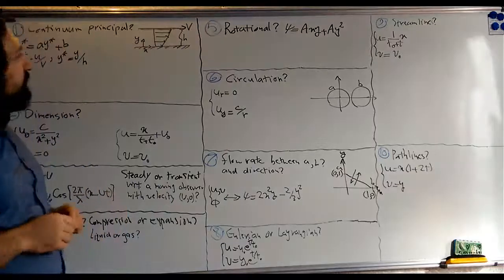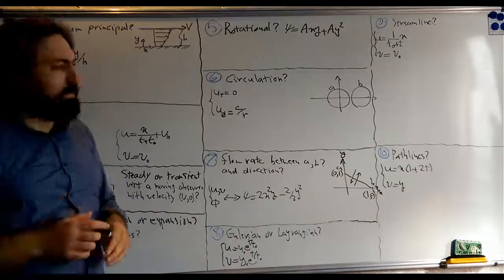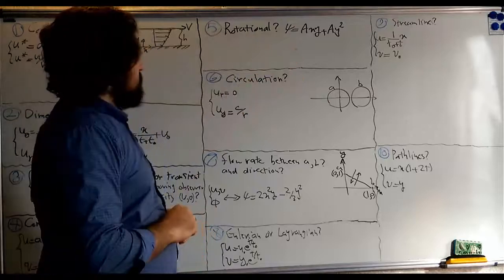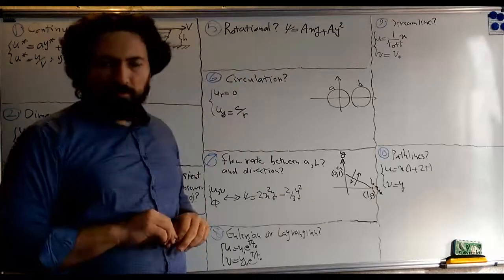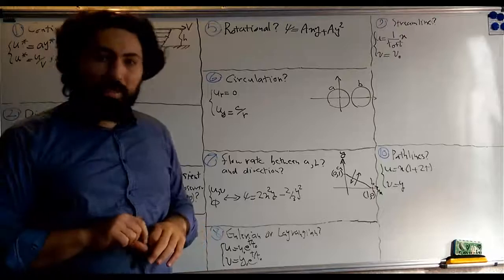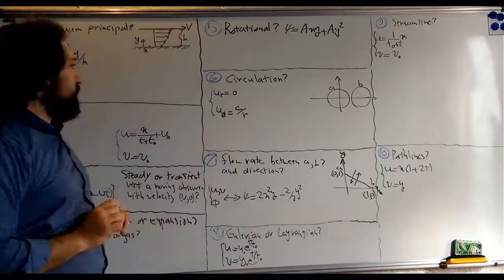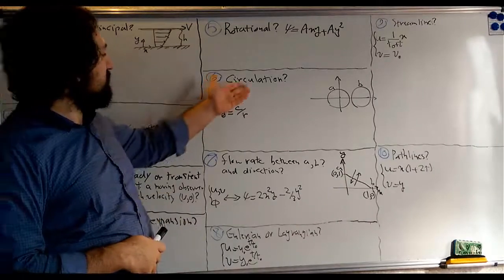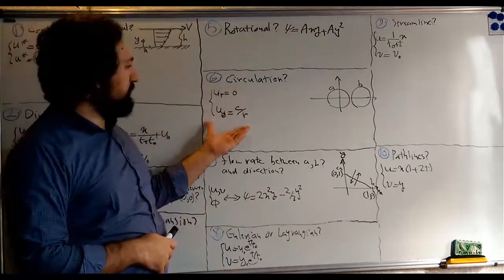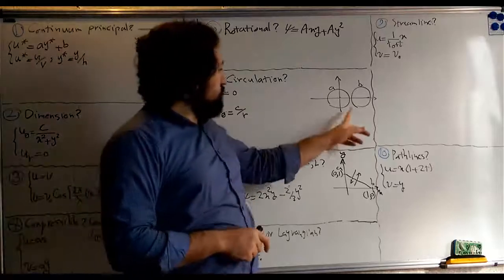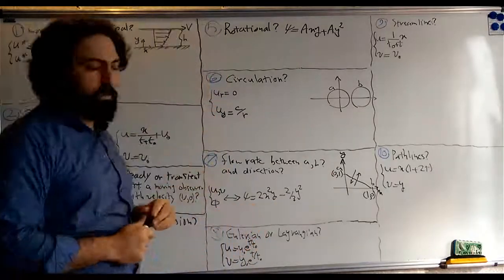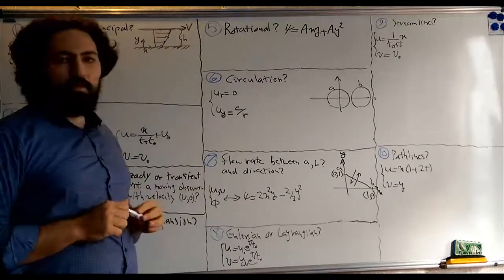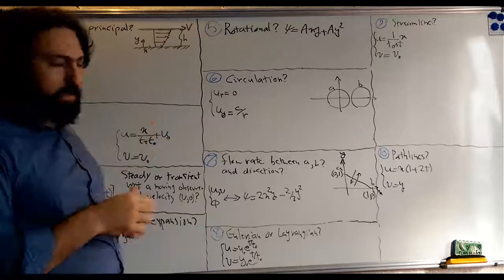Question number 5 is about the rotationality. This is the stream function of a velocity field. Try to find the vorticity vector and judge about the rotationality of the flow. Question number 6 is about the circulation. Compute the circulation of this velocity field. For these 2 contours, the radial component of the velocity is 0 and the circumferential velocity equals the constant over the radial coordinate.